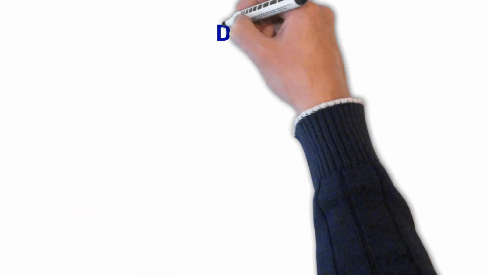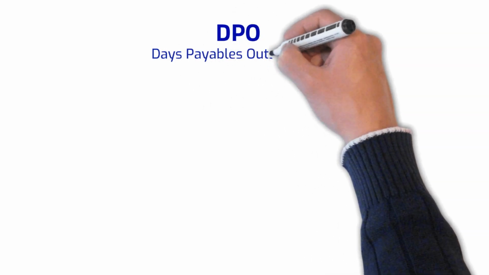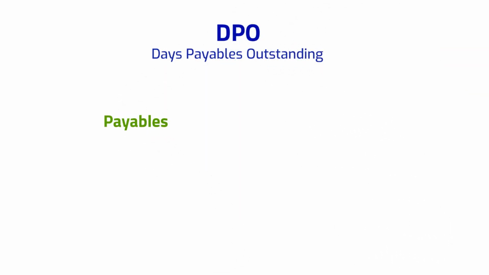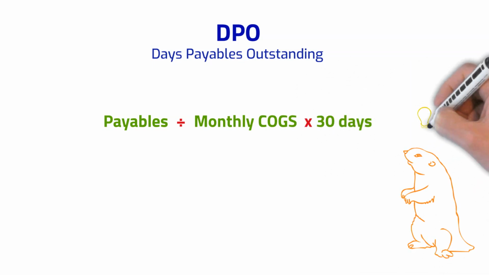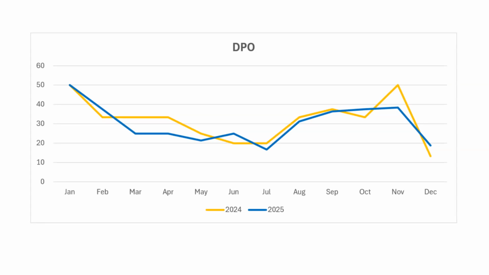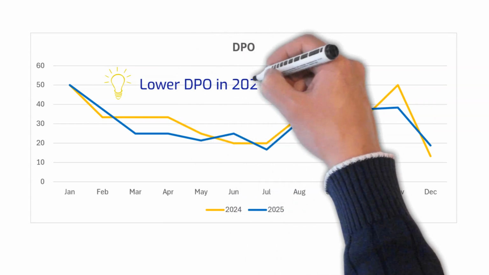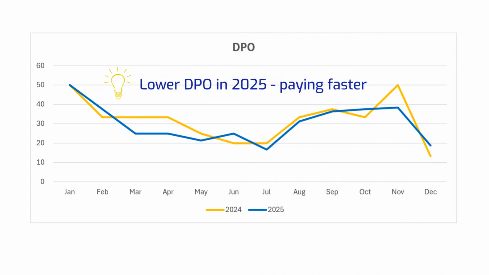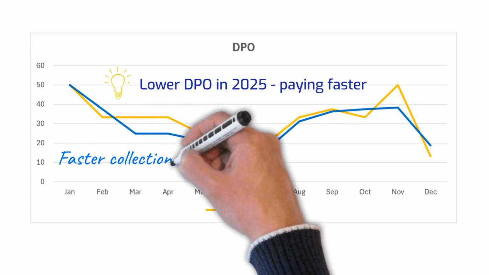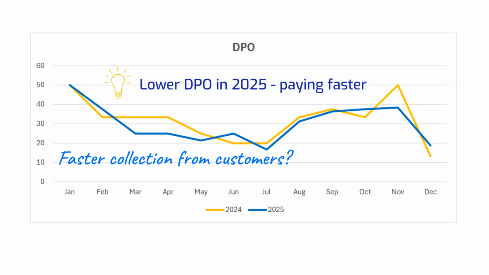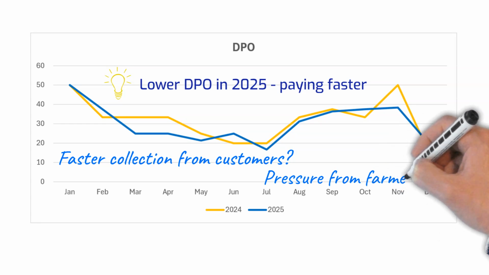Now we move to days payables outstanding. They are calculated as payables divided by monthly cost of goods sold times 30. And that's how they look like on a monthly basis. Trends are again consistent and reflect how quick we have paid our suppliers. Here we see that in 2025, in a lot of instances we were faster than in 2024. That can be driven by faster collections from our customers when we had more money to pay our suppliers, but also by a pressure from our farmers.